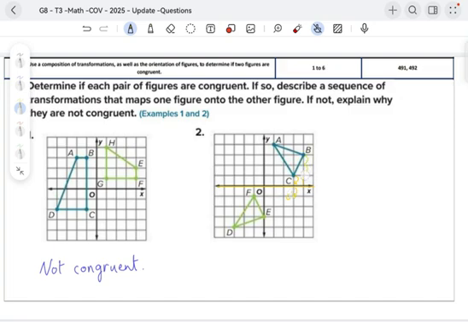B is 1, 2, 3 units away from the reflection line, so its image will also be 3 units down. This is B prime. And point A is 1, 2, 3, 4 units up from the reflection line. Its image will be 4 units down. Here we're gonna have A prime. Okay, now I'm going to connect the points.